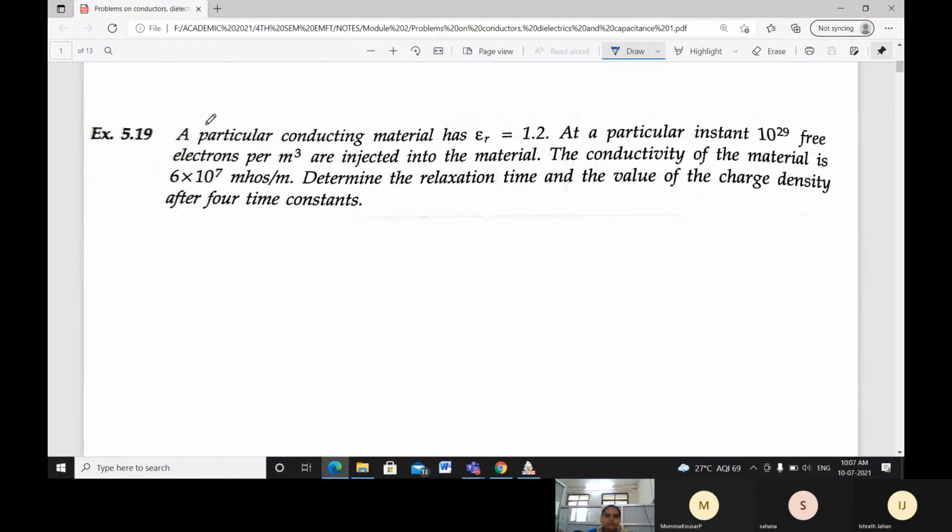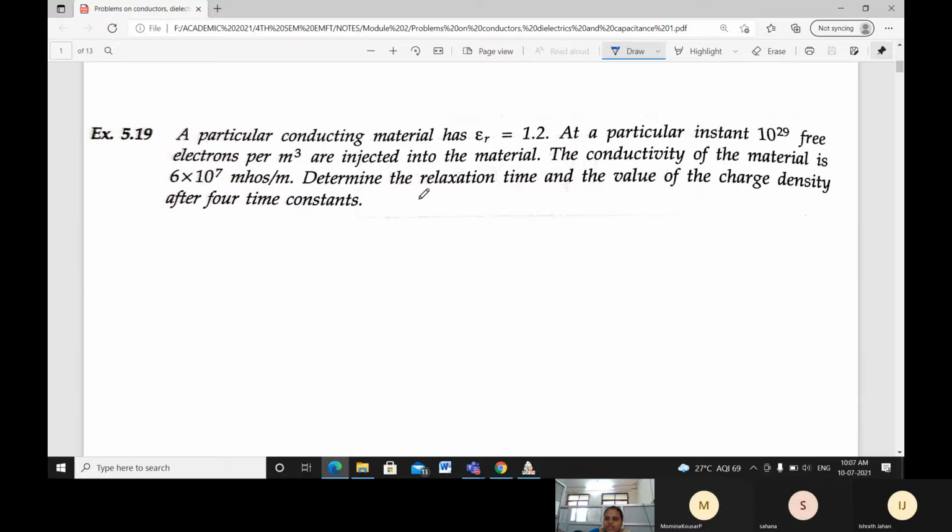Here a problem is given. A particular conducting material has epsilon r equal to 1.2. At a particular instant, 10 raised to 29 free electrons per meter cube are injected into the material. The conductivity of the material is 6 into 10 raised to 7 siemens per meter. Determine the relaxation time and the value of the charge density after 4 times the time constant.